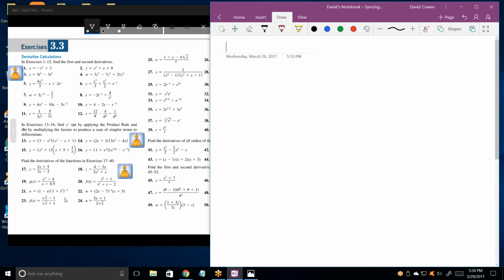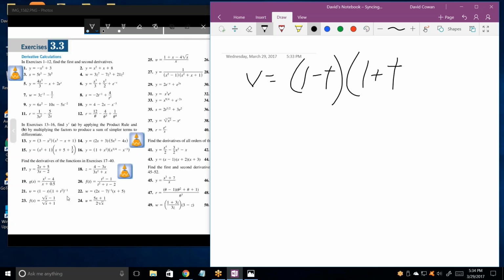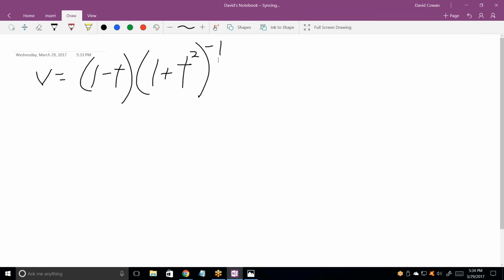Let's see, that was 20. 21. I'm glad they gave you 21. Why? Because it illustrates that you don't always have to use the quotient rule. Oh, you haven't had the chain rule yet. Nope. Nothing prevents me from using the product rule here.